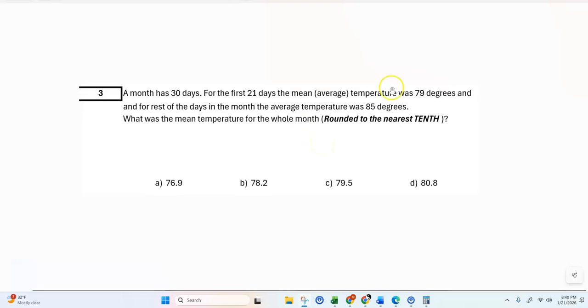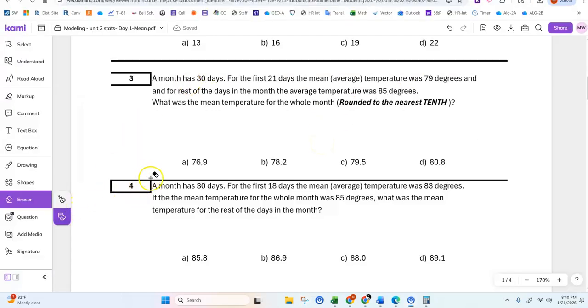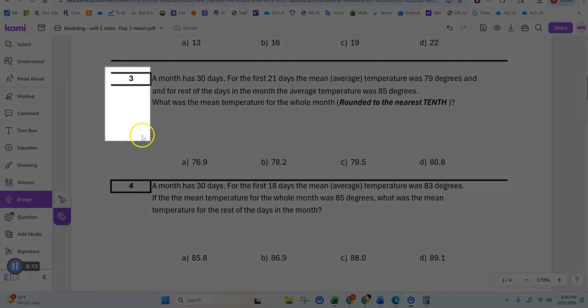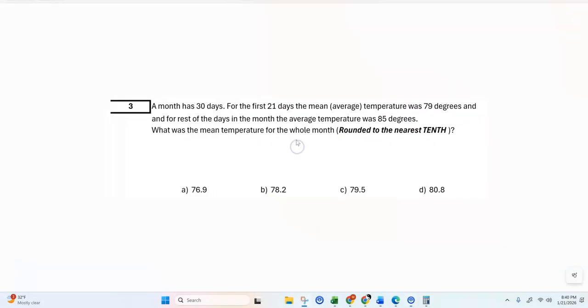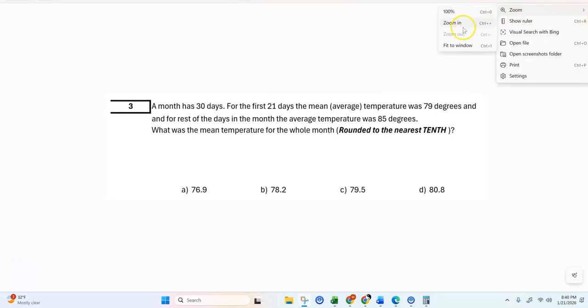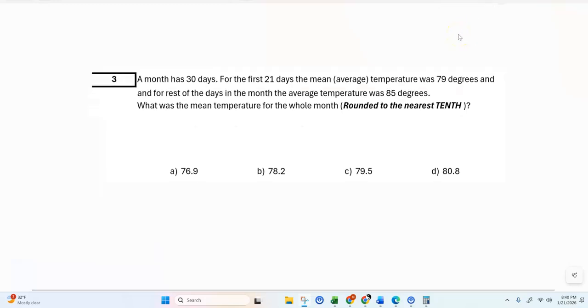Let me make that bigger. Okay, so, whoops, where'd it go? Did it disappear? Okay, so I think it disappeared. So I'm going to copy it over here. So here's question number 3. Let me make it bigger, zoom it a little bit. So zoom in. Okay, hopefully that's big enough.